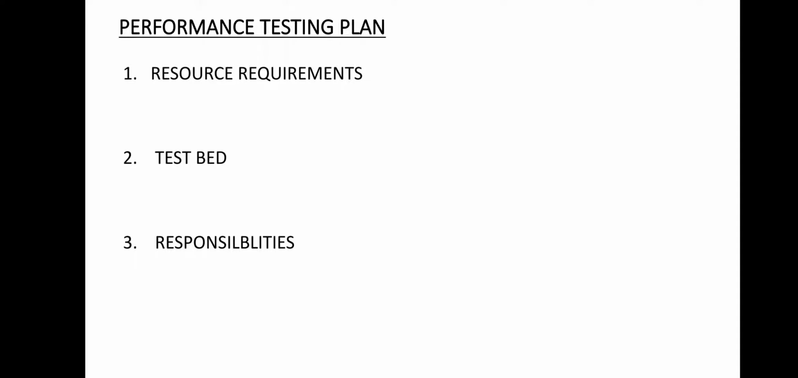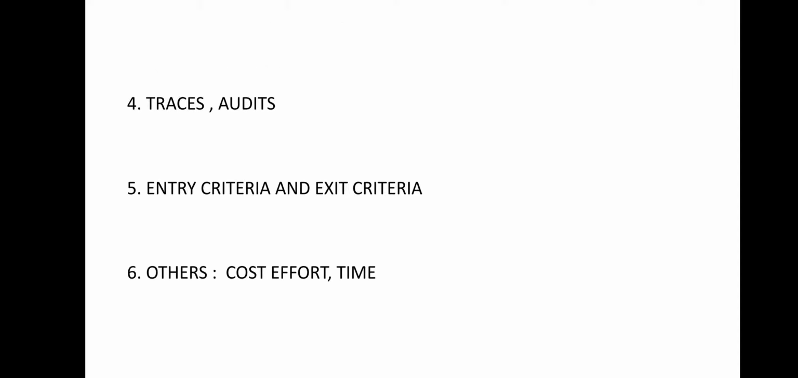You can see here some important points. The first point is resource requirements, that means we have to collect the details of the resource requirements. Next is test beds. Next is responsibilities. Next is traces. Next is again entry and exit criteria, which I told you in the last lecture is a very important thing. And next are some other things like cost and time. So let us talk about them.